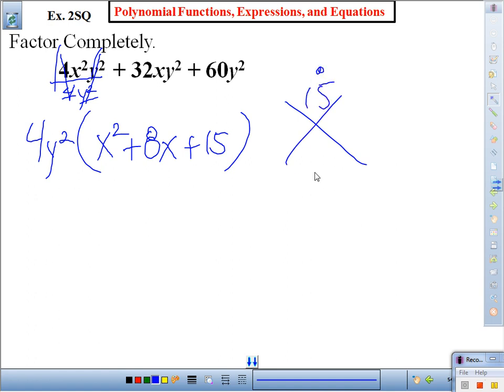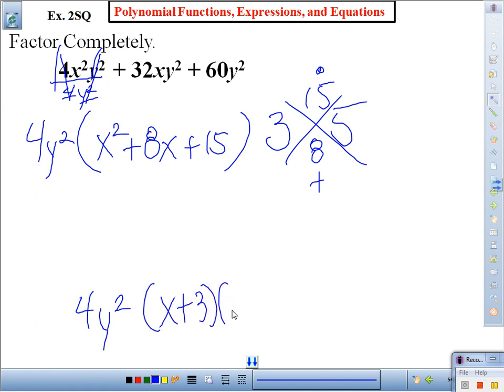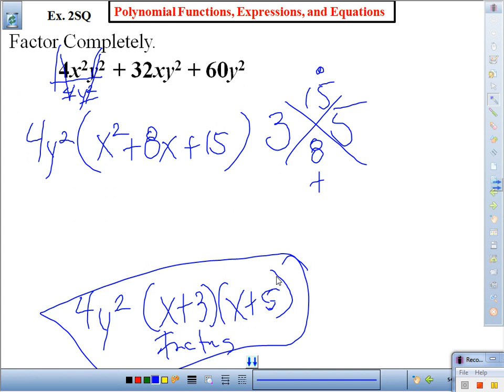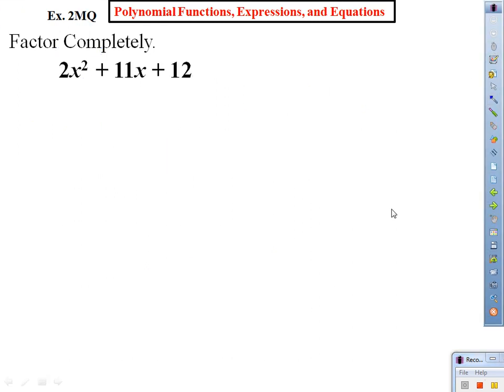Factor, product, sum, factors of 15 that add up to 8. 3 and 5. Yada, yada, yada. Factors at the end is 4y squared. What else? X plus 3, x plus 5, or x plus 5, x plus 3. These are my factors. And we got that? Okay, good. Yeah? Okay. Copy this one.